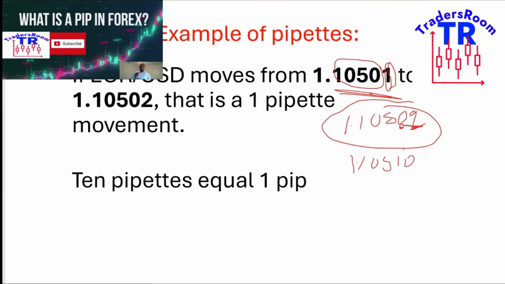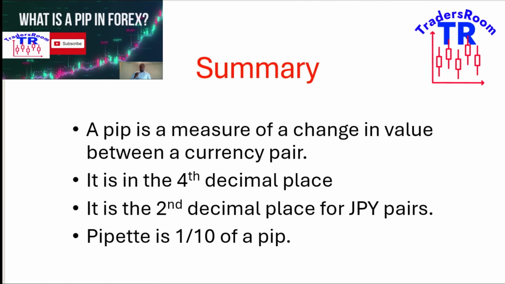So what did we learn in this video? I do not want this video to be too long. I want to make my video short so that you can grab the message easily. So a pipette is a measure of a change in value between a currency pair. It is the fourth decimal place in every pair, with the exception of a pair that has to do with the Japanese yen. And by the time it has to do with the Japanese yen, it is the second decimal place. And we equally learned that a pipette is 1/10 of a pip.